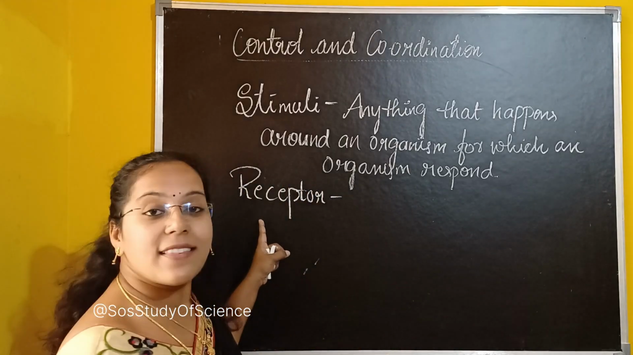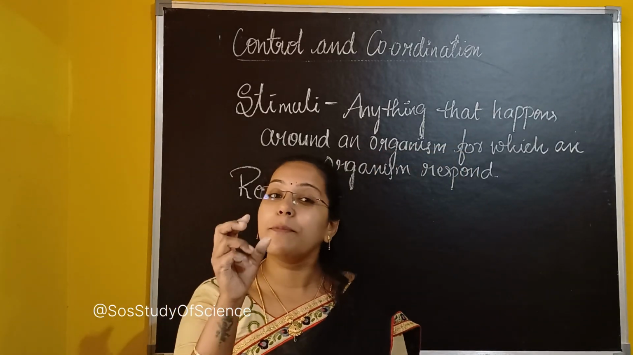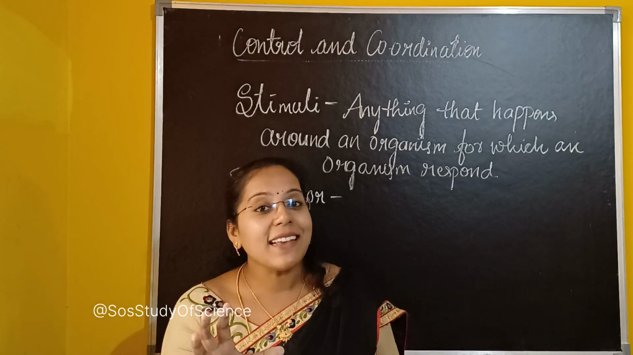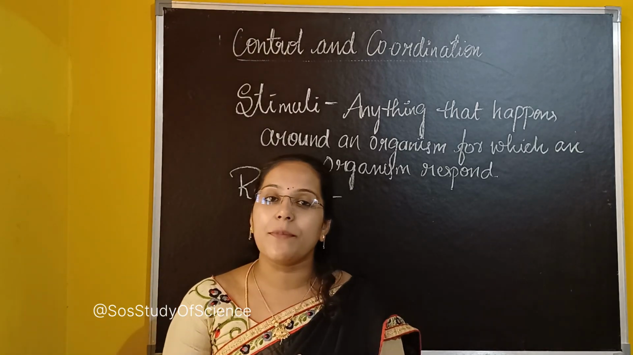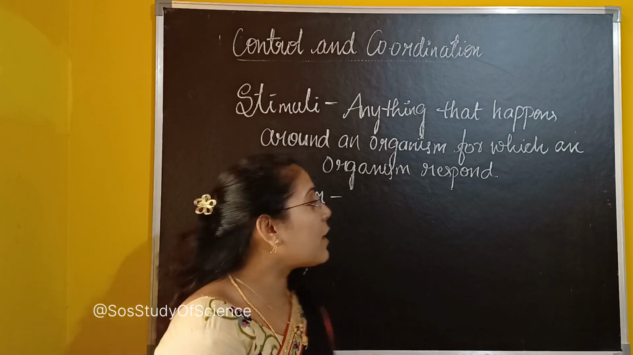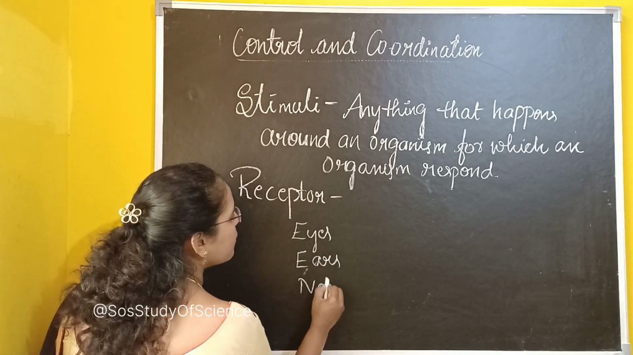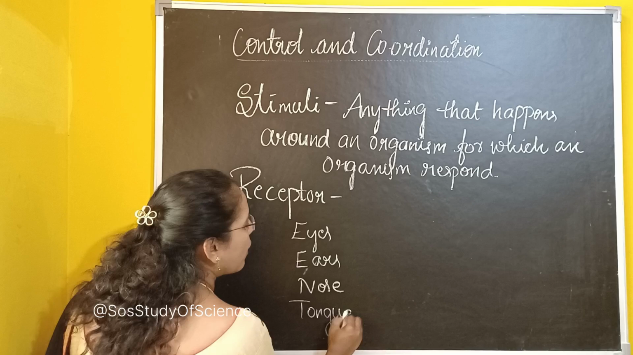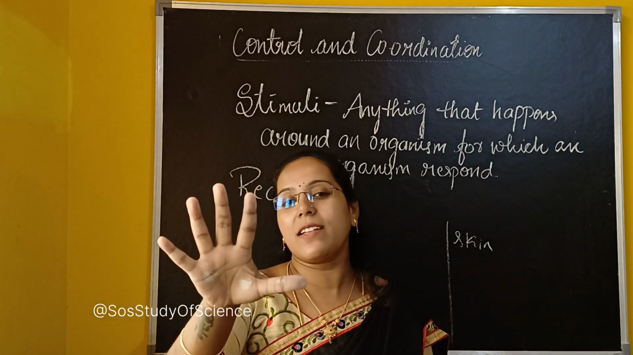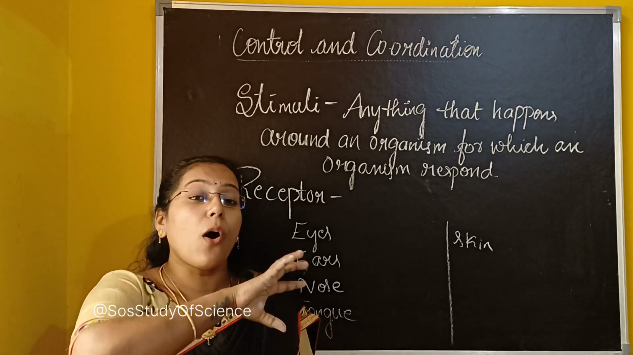Correct? So now the second word is receptor. What is meant by receptor? Receptors are nothing but special tips, or we can say specialized tips. Where are these receptors present? Basically, receptors are present in the sense organs. Students, we all have 5 sense organs. Which are those sense organs? We have eyes, ears, nose, tongue, and also skin is the 5th sense organ. In all these 5 sense organs, we have receptors. What is a receptor? I told you, a specialized tip is present in all these areas.